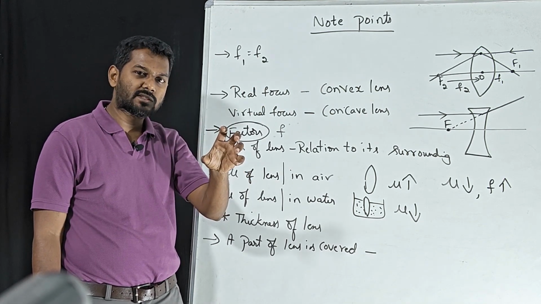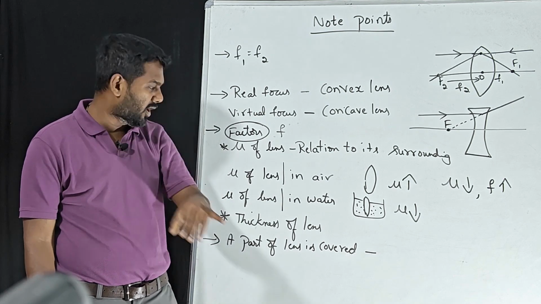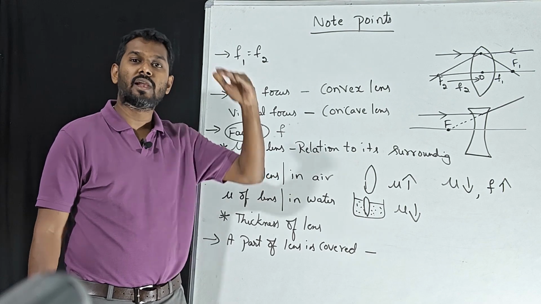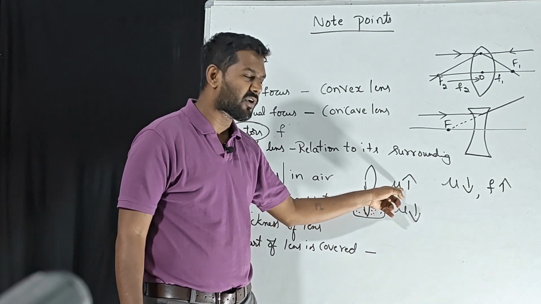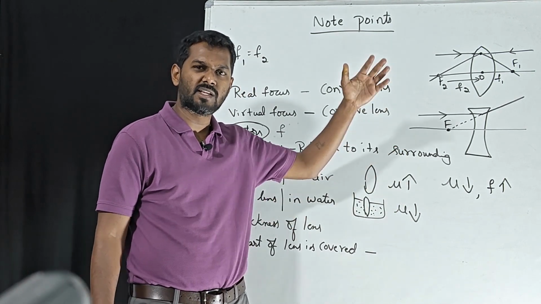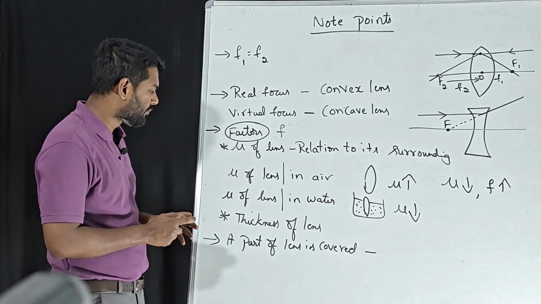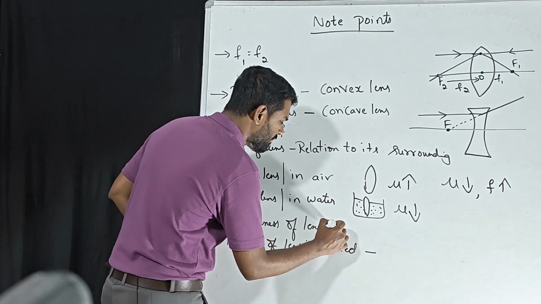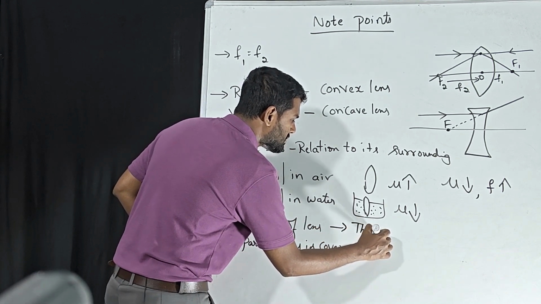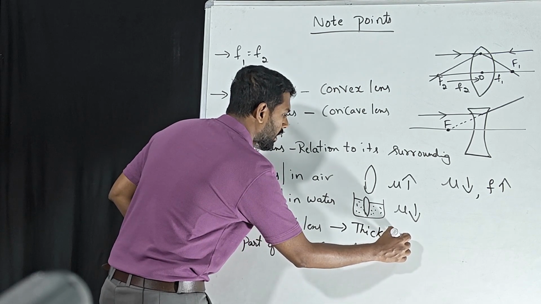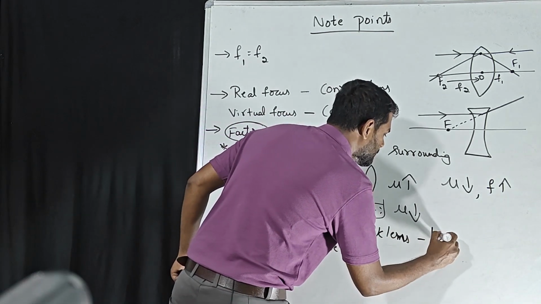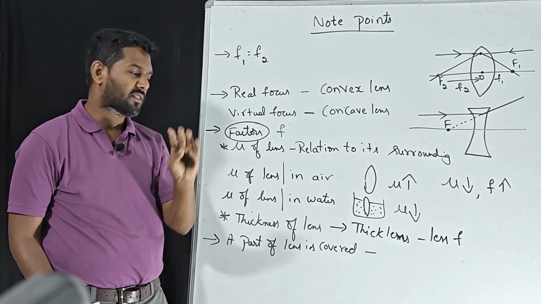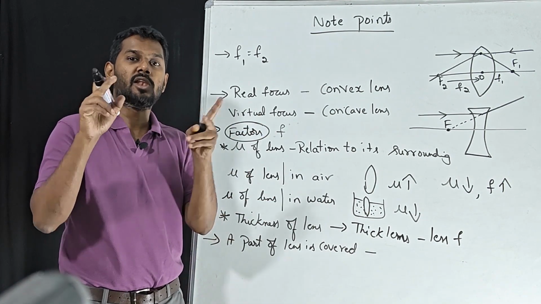Now if you take a lens which is in water and take it out and keep it in air, the focal length decreases, because if the refractive index difference increases, the focal length decreases. Keep this in mind. Next, thickness of the lens. The thicker the lens, the less its focal length. A thinner lens will have more focal length.